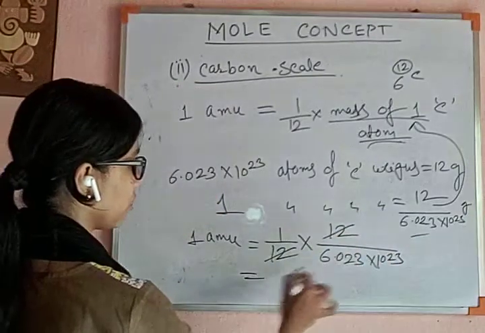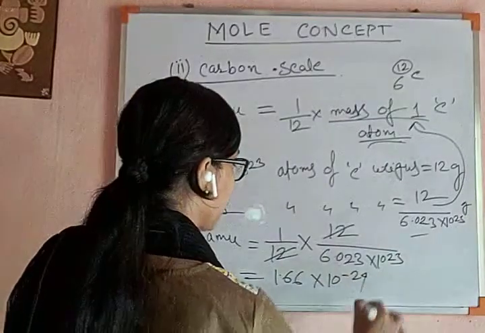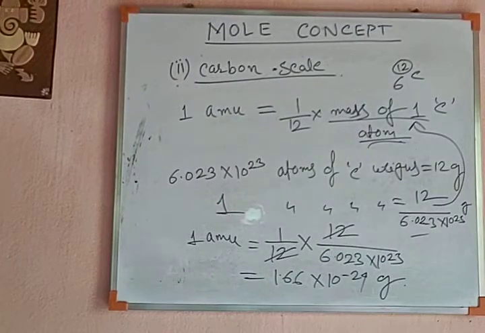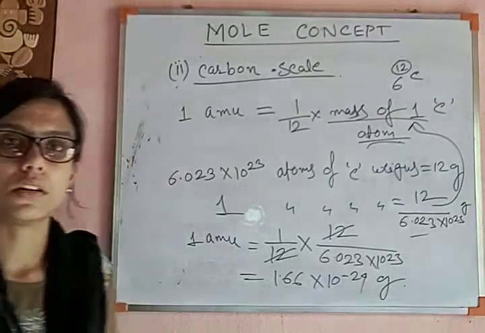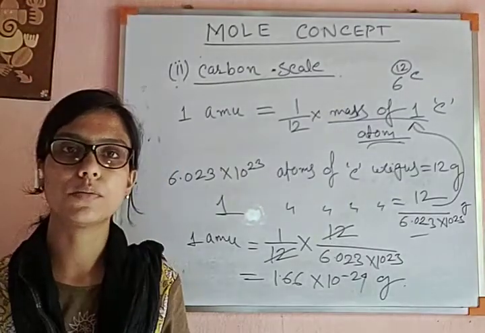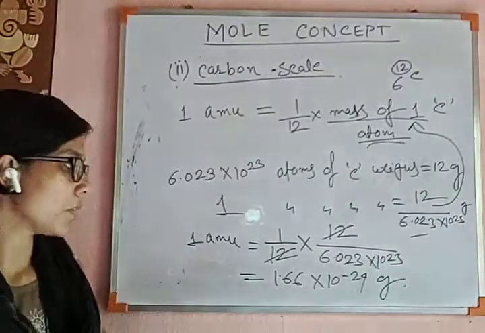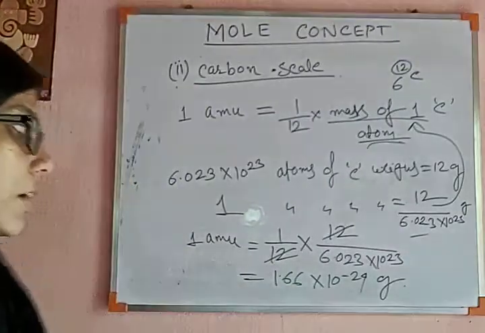So cut down and we are getting it again 1.66 into 10 to the power minus 24 gram. So it is said that when the mass of any atom is given in atomic mass unit, we can convert it into gram by multiplying it with 1.66 into 10 to the power minus 24 gram.